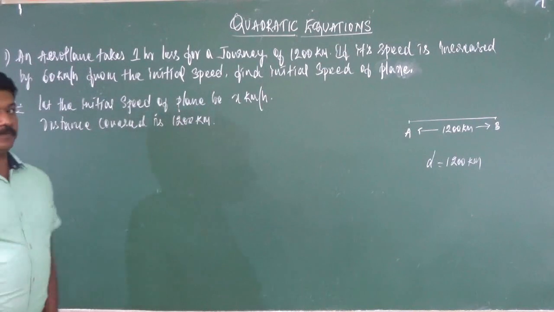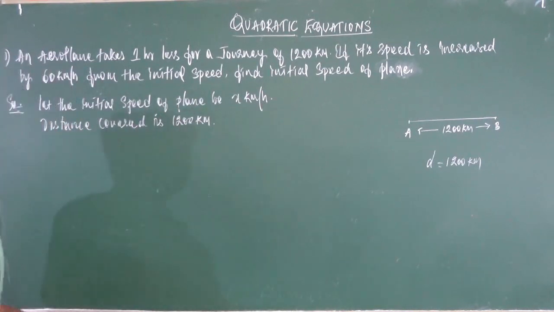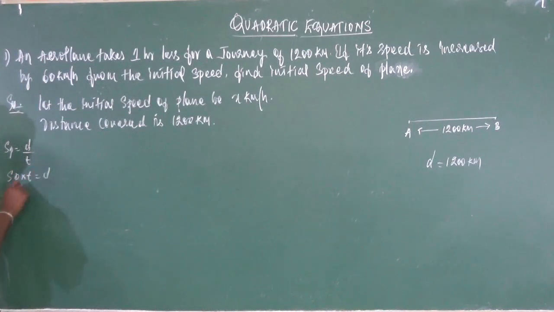So we know the physics. We know how to convert this: speed is equal to distance by time. So I want time, so speed into time is equal to distance. So time is equal to distance by speed. So this is what we have to do.